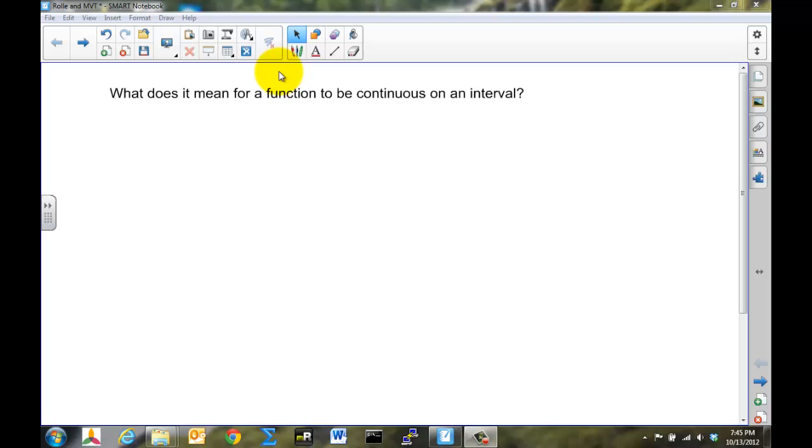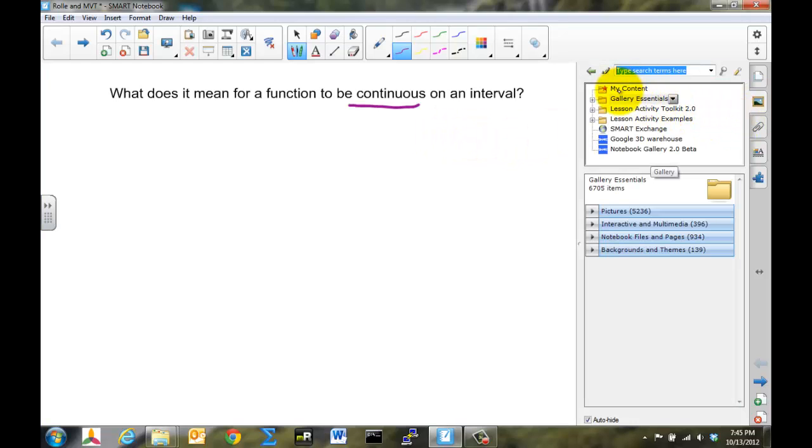In our last lecture we talked about continuous functions and finding critical points for them. What we want to talk about today is two theorems that go along with the fact that we can find critical points. And to begin with, I want us to focus in on what it means for a function to be continuous.